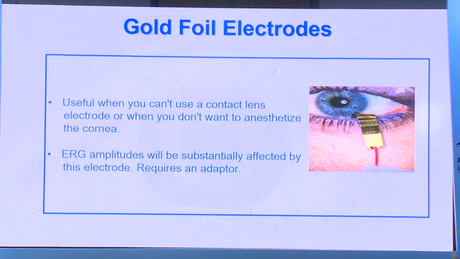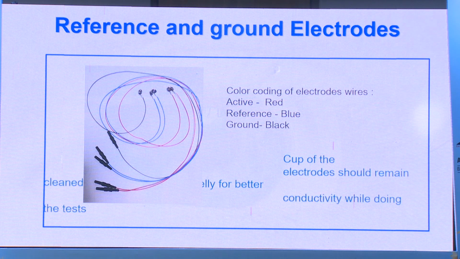Then we have the gold foil electrodes. They are useful when you cannot use a contact lens electrode or when you don't want to anesthetize the cornea. The ERG amplitude will be substantially affected by this electrode, and it requires an adapter. So the color coding for different electrodes is: the active electrodes are red in color, the reference electrodes are blue in color, and the ground electrodes are black in color.